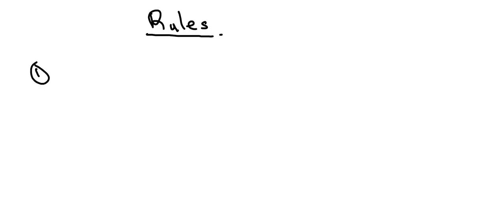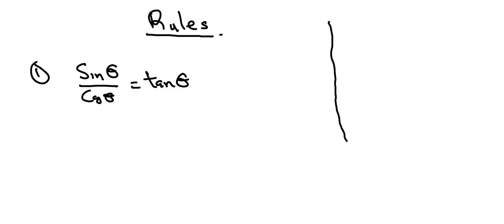The first identity that we discussed was that sine of theta over cos of theta is always going to be the same as tan of theta. It's just a rule that says this is equal to that, right? Then I'll show you how we derive them.